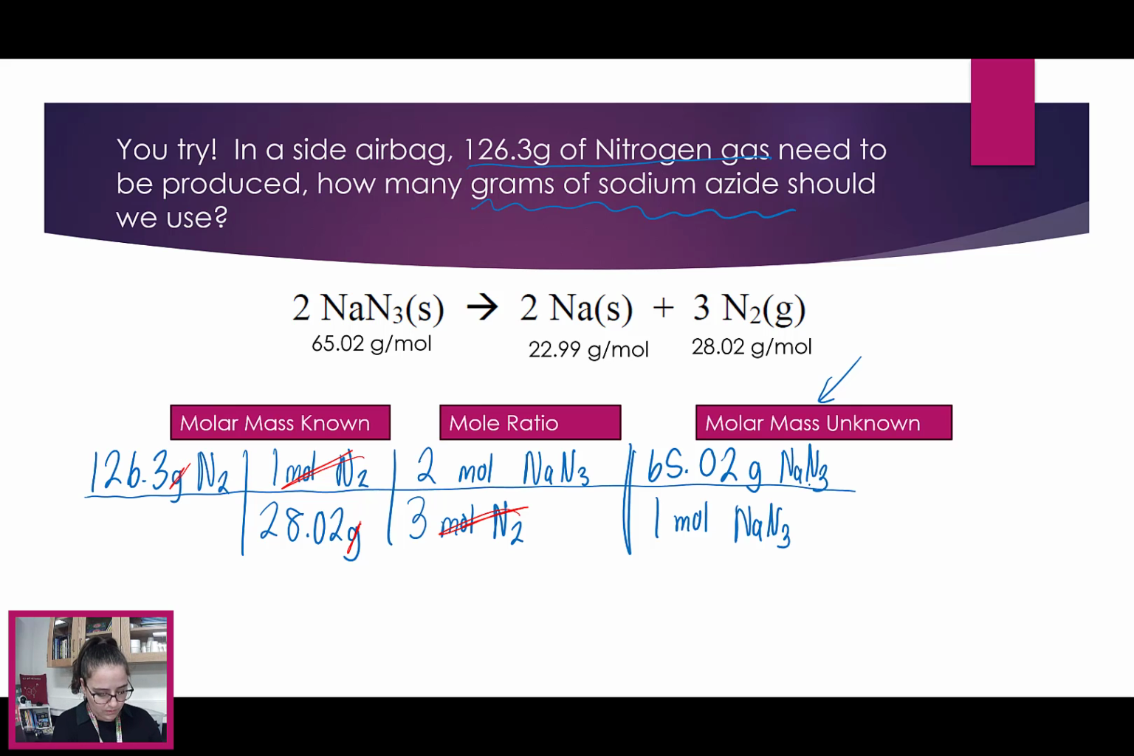Okay, so we got 126.3 times 2 times 65.02 divided by, and then I'm putting it in parentheses, 28.02 times 3. And we get that we would need 195.4 grams of NaN3 in that side airbag. Okay, cool? Okay, cool. Let's try another one. Let's try a different path on that mole map.